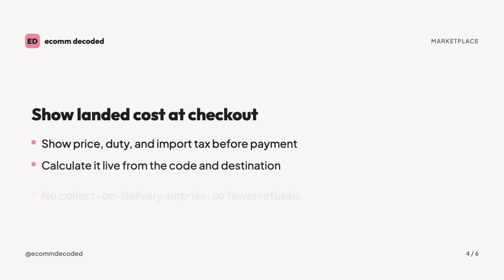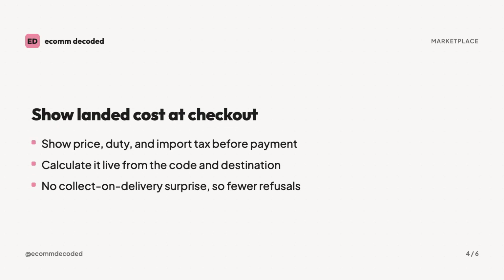Now show the buyer the whole cost before they pay. Landed cost is the real total, the price, plus duty, plus import tax and any handling fee. When your checkout shows that number up front, the buyer decides with full information, and there is no ugly surprise at delivery. When it does not, the courier collects the difference at the door, and that is where refusals and chargebacks come from.